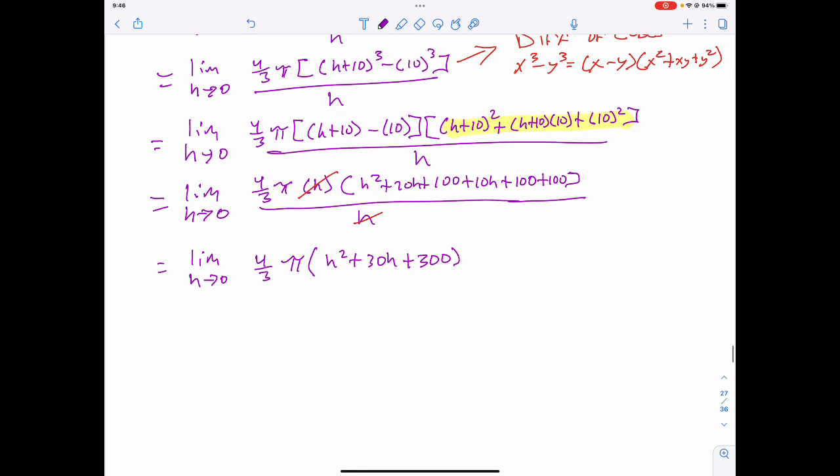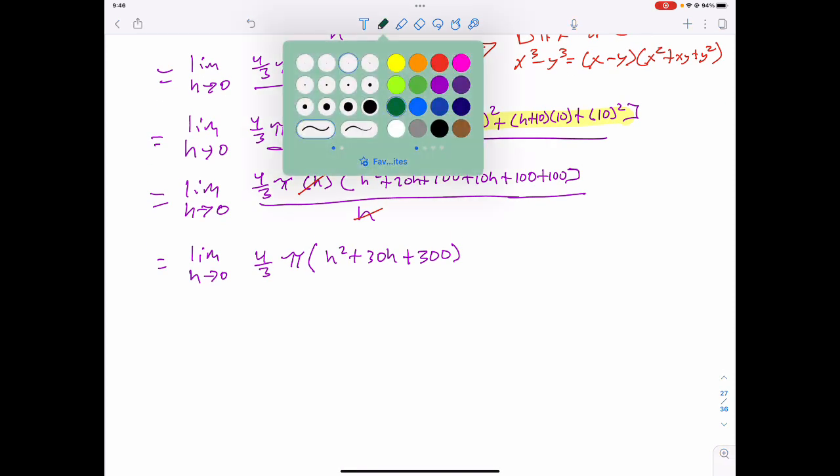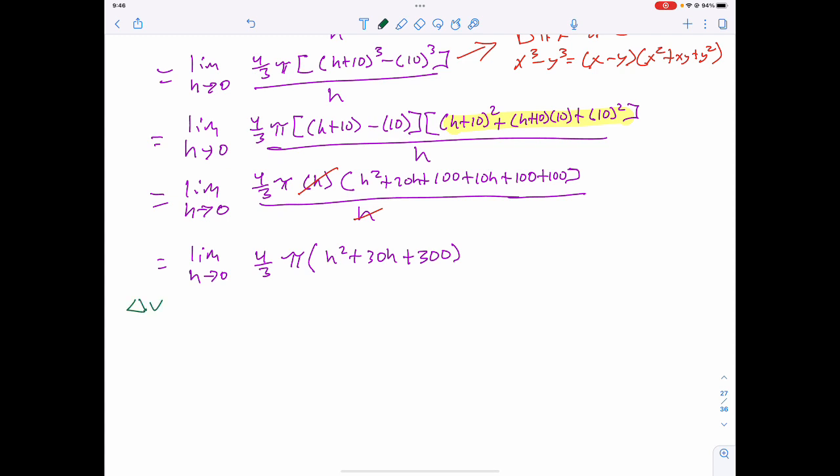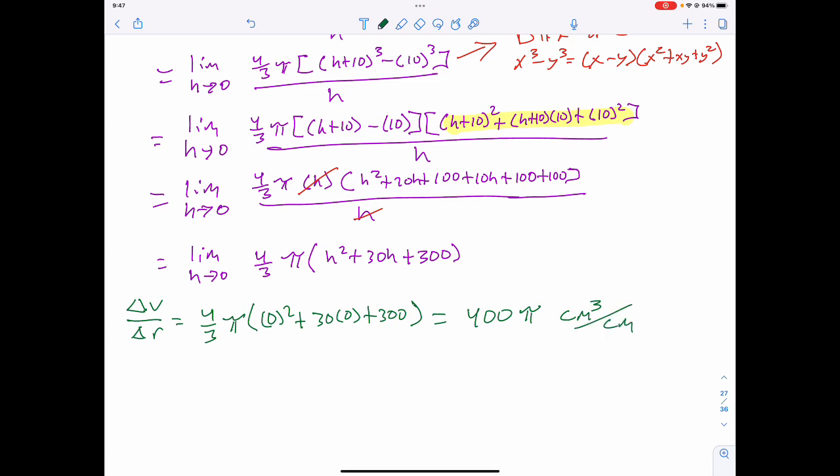So my change in volume divided by my change in radius is 4/3 pi times 0 squared plus 30 times 0 plus 300, which is just going to leave me with 400 pi, and the units are centimeters cubed per centimeter. And that's it.